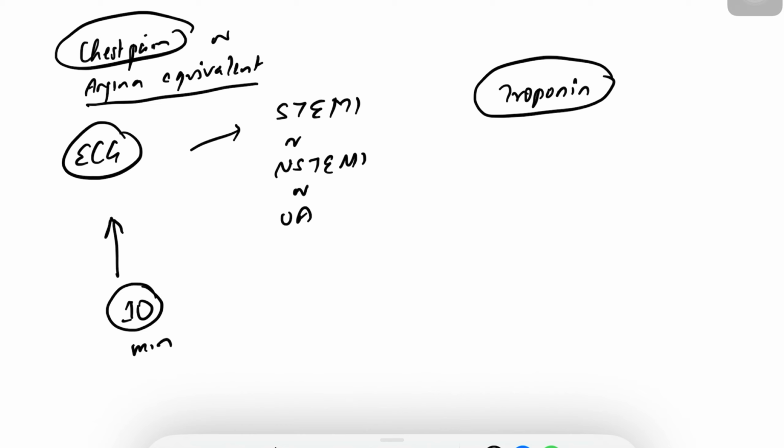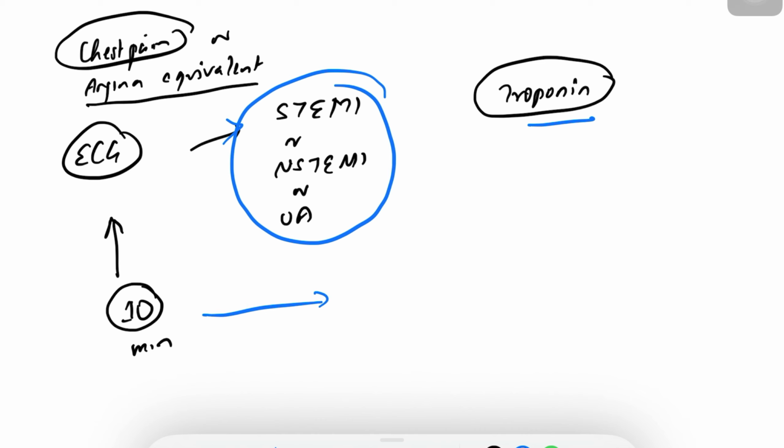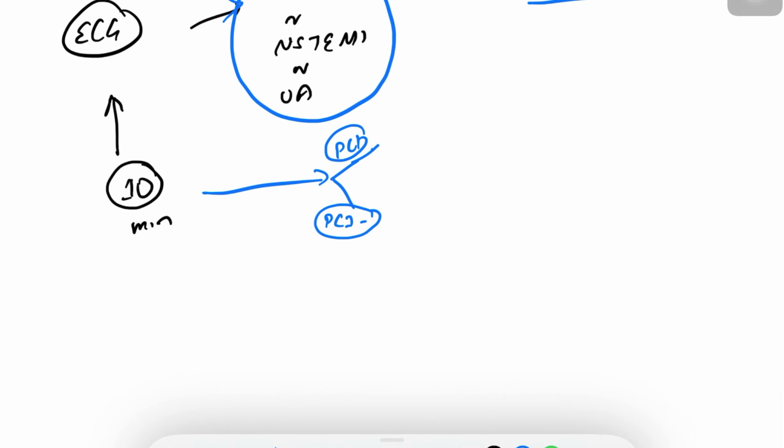And if there are ECG changes of any of these things, we do not wait for troponin; we directly go for two things. Our center is either PCI capable or not capable for PCI. If our center is capable of PCI and we can do it within 120 minutes, then we have to do it, with a target of crossing the wire within 90 minutes.